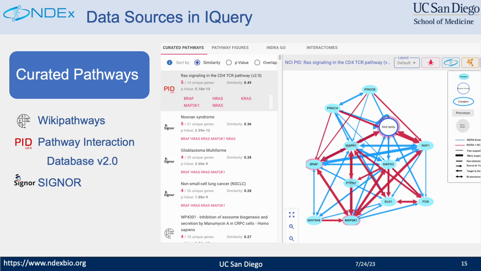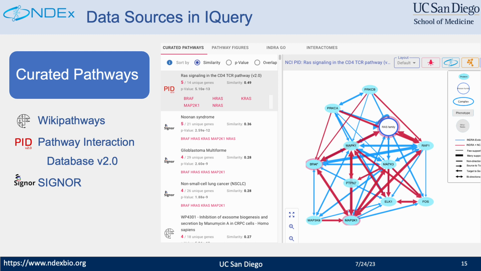The Curated Pathway tab aggregates curated pathways from multiple sources. We worked together with the WikiPathways project and included 675 curated human pathways and 11 cancer hallmark networks into iQuery.